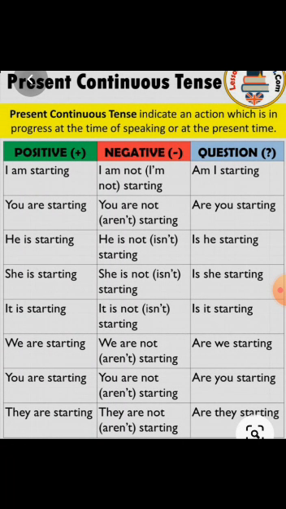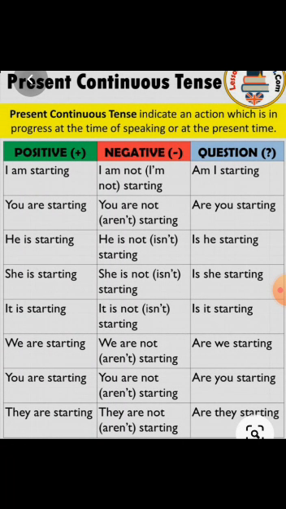They are also known as incomplete. They are also known as progressive. Progressive means the work is in progress, now the work is going on. So we can see the definition. Present continuous tense indicates an action which is in progress at the time of speaking or at present time. It means the work is not complete. That's why it is also known as incomplete or continuous.